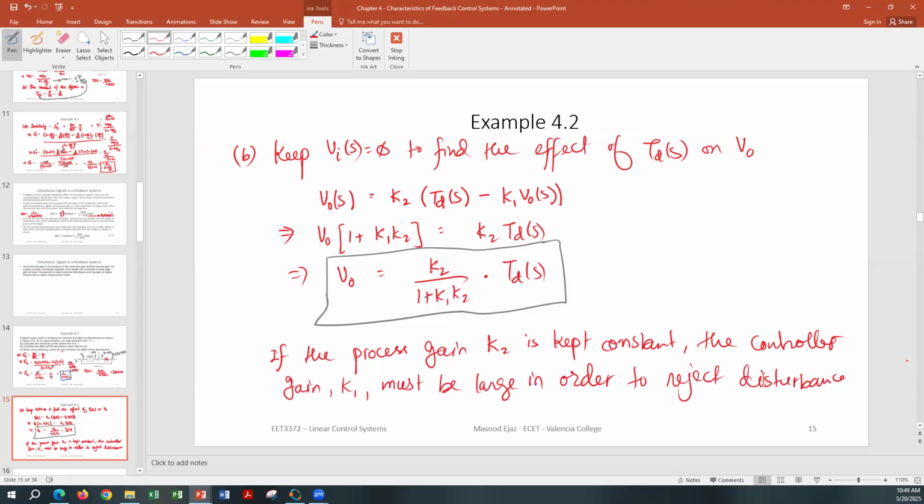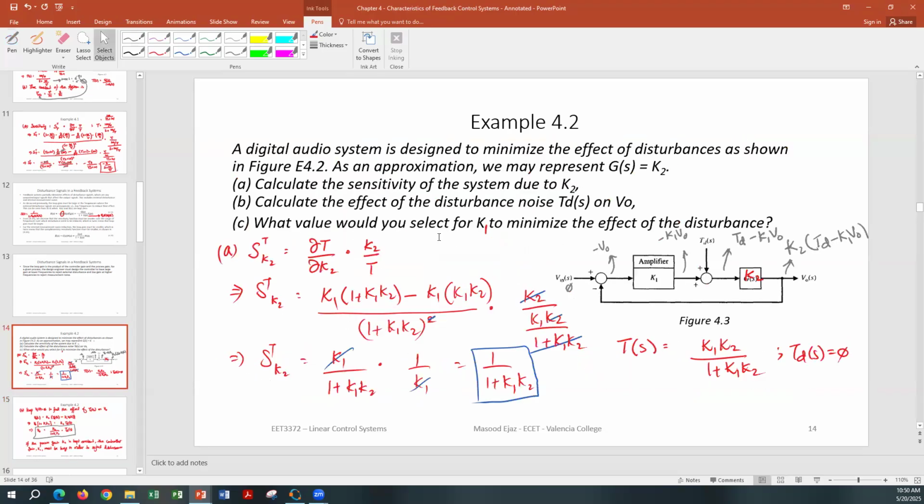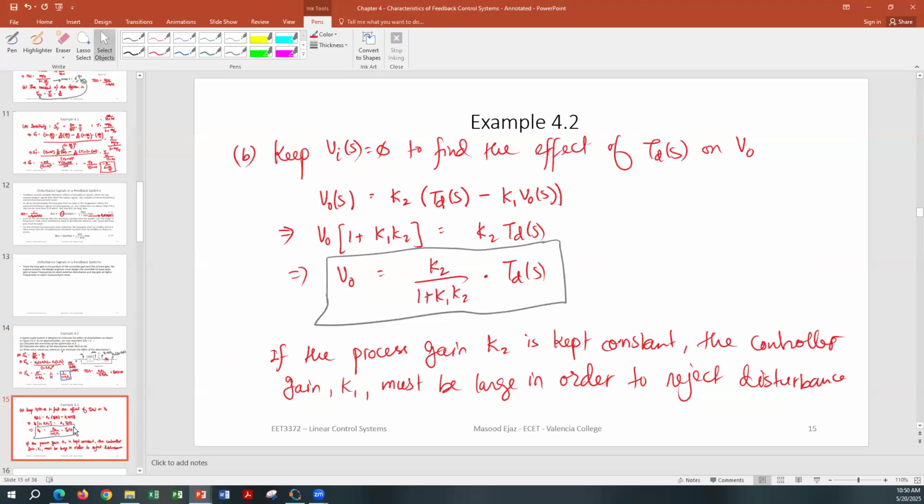In order to reject any disturbance. And that's part C actually, but not what it is. What this is: what value would you select for K1 to minimize the effect of disturbance? So that's part C.